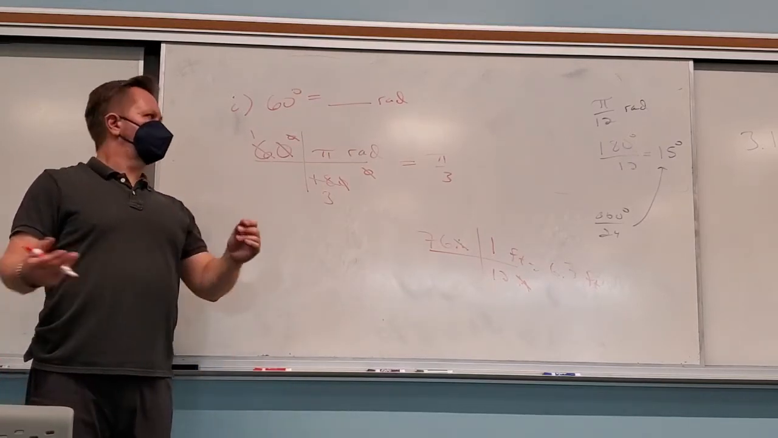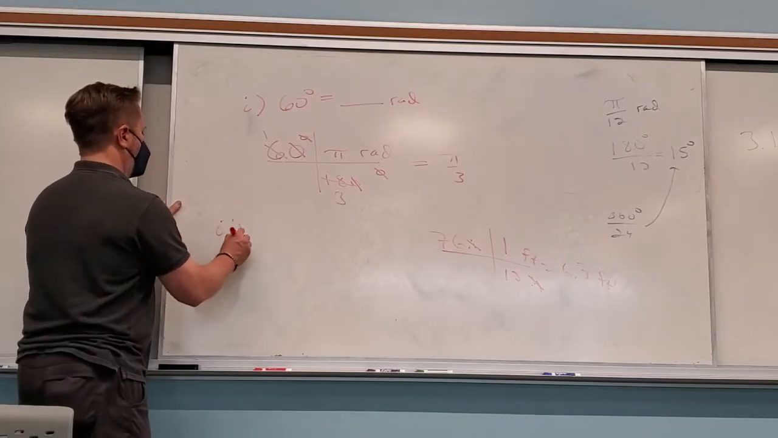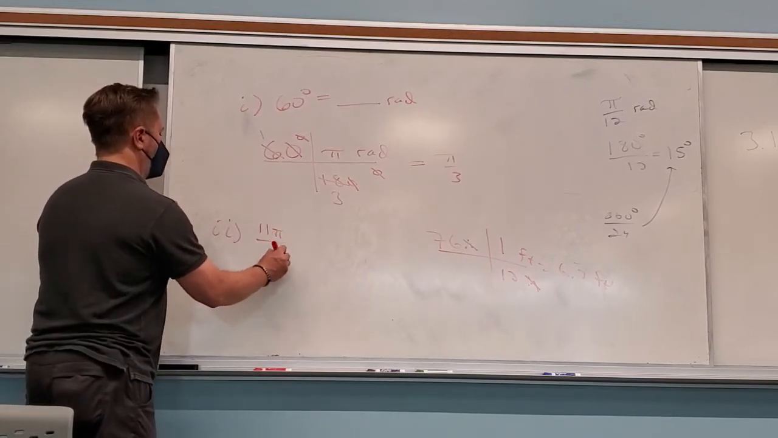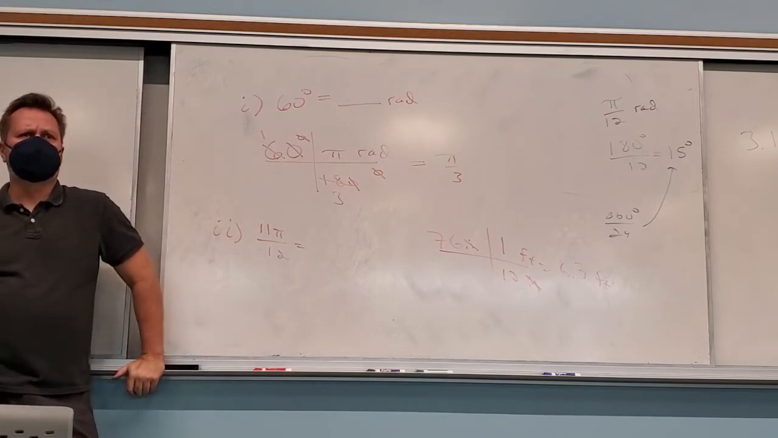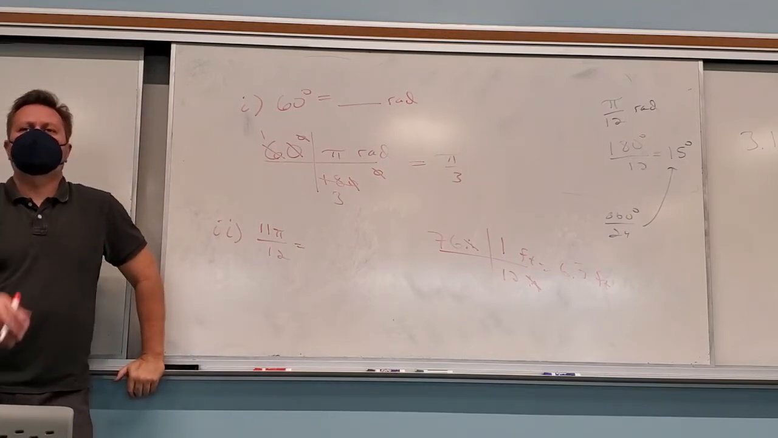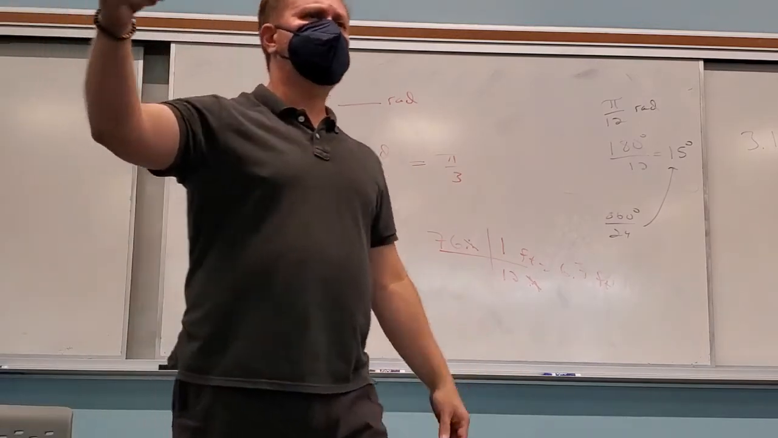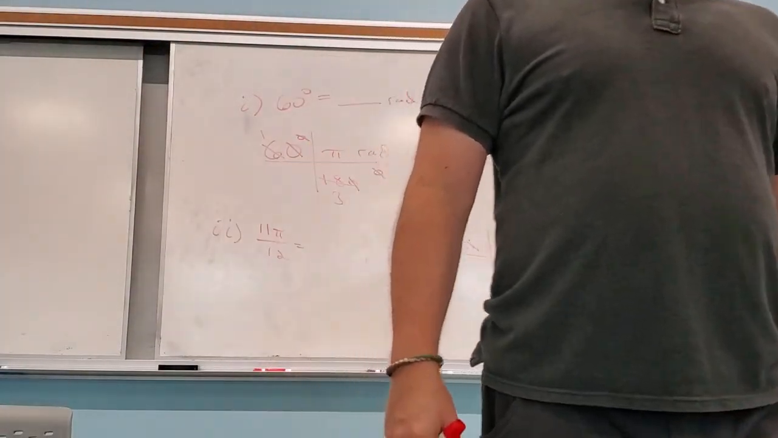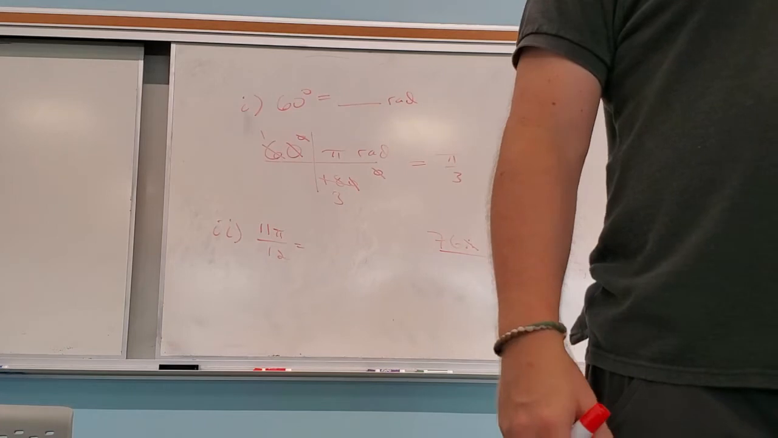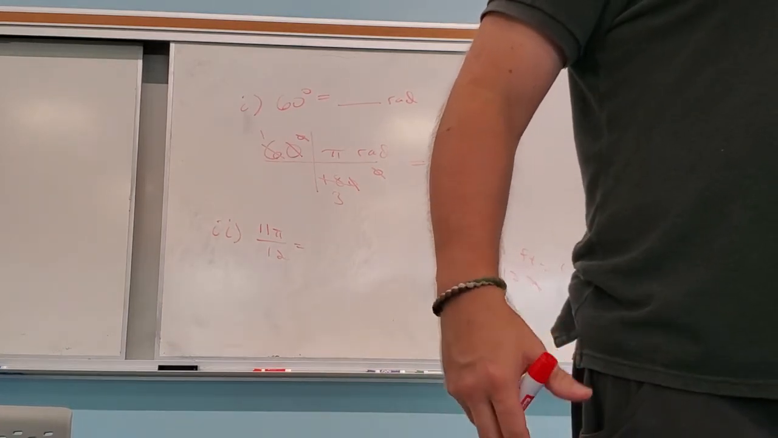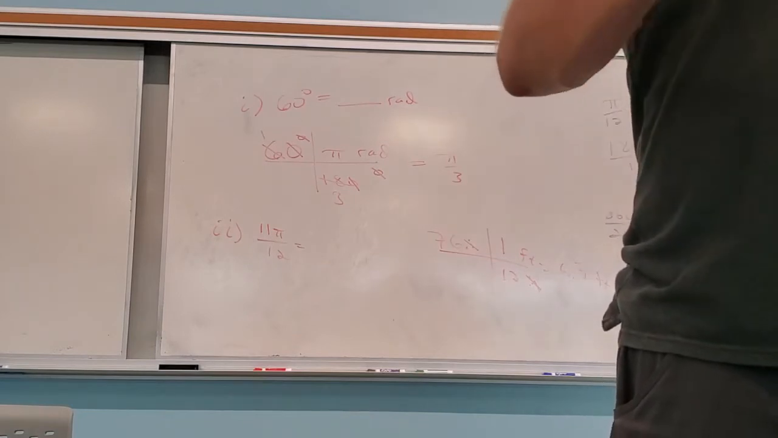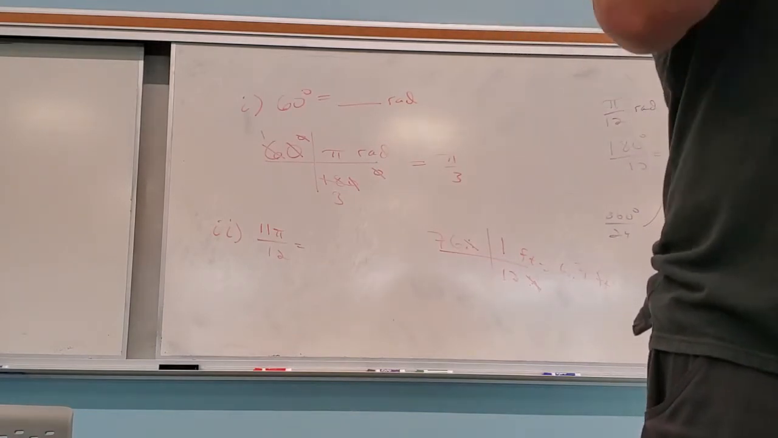Why is it so much easier to go the other way? So what if I said 11 pi over 12? That's easier. Why? Well, if I said 5 feet, how many inches is that? What can I replace feet with? 5 feet means 5 times 12 inches, because a foot is 12 inches.